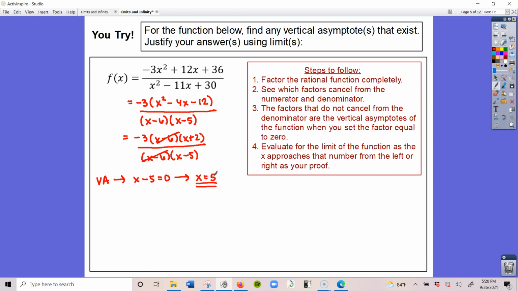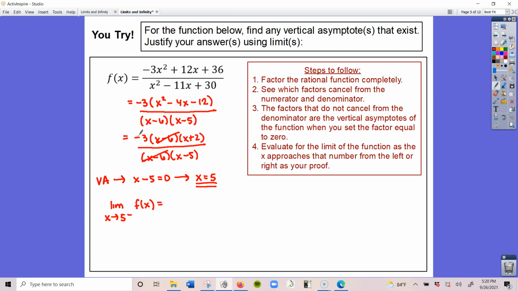But now we need to prove that this is a vertical asymptote. In order to prove that, we have to do the limit as x approaches 5 from either the left or the right. It does not matter which direction you choose. I'm going to choose the left.